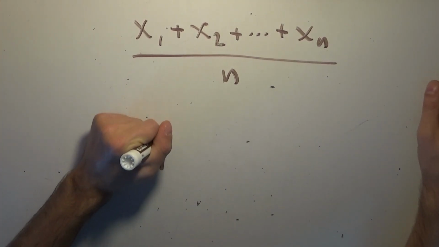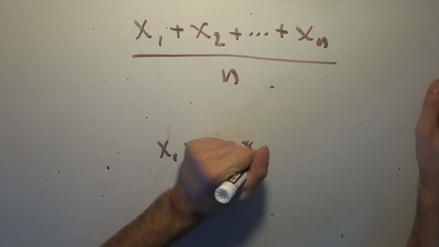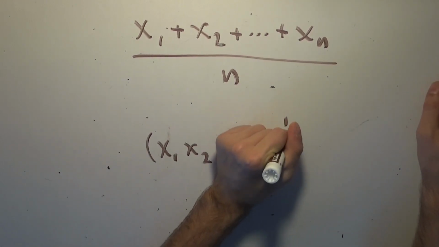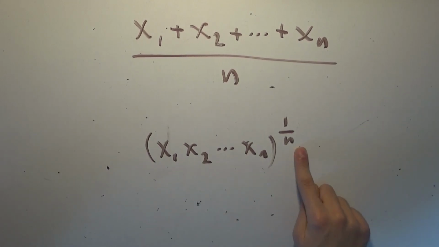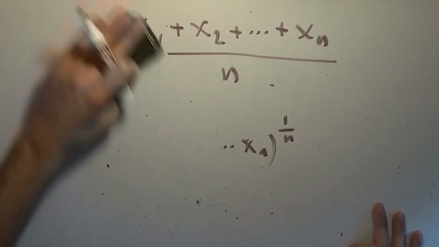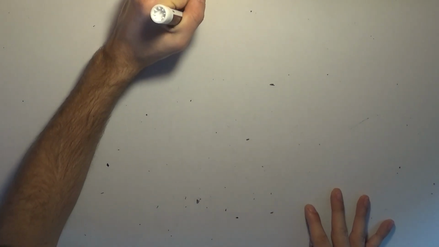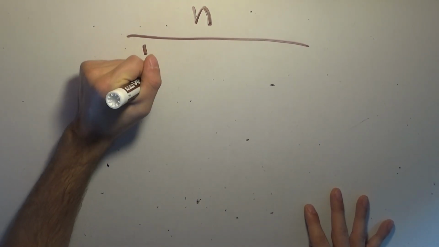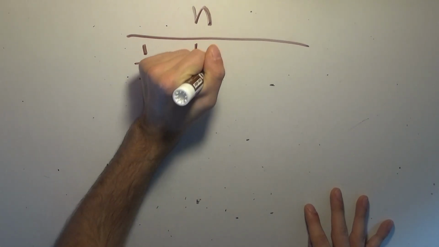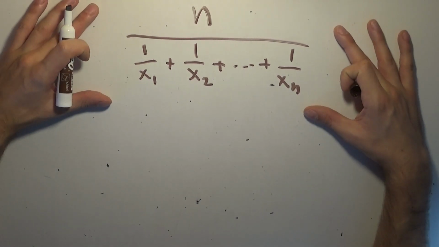Similarly, the geometric mean would be if you took the product of all of those terms, x1 times x2 times all the way up to xn, and then raised that whole product to the 1 over n power. It's sort of the geometric version of that, right? It's a product to the 1 over n power as opposed to a sum divided by n. The harmonic mean is the reciprocal of the average of the reciprocals of numbers. So this is the harmonic mean of those x terms: n divided by 1 over x1 plus 1 over x2 plus all the way up to 1 over xn. This would be the harmonic mean of a set of numbers.